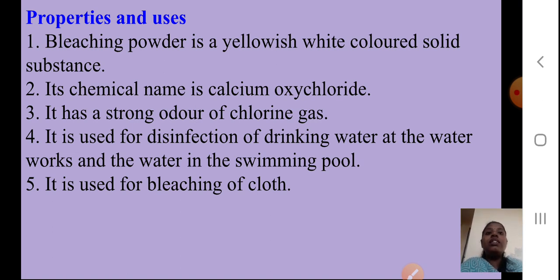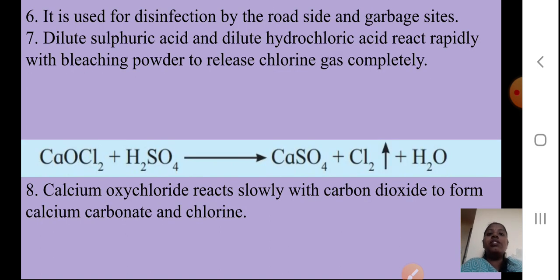It is used for the disinfection of drinking water at the water works, wherever the purification of water is taking place, and for the water in swimming pools or industrial areas, wherever water is needed for different purposes. It is used for the bleaching of cloth. Sixth, it is used for disinfection by the roadside and garbage sites.